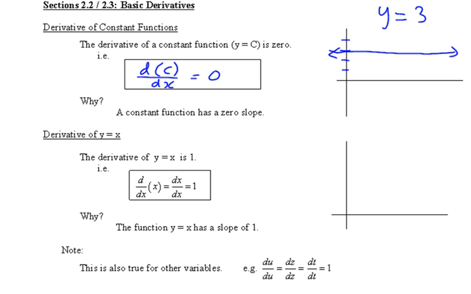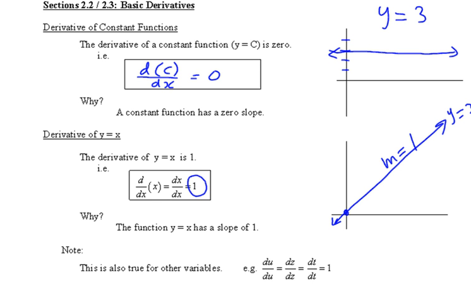Okay, let's go to the derivative of y equals x. We're going to try to look for a pattern here, okay, folks? So that we can develop a formula. What does y equals x look like? It goes through the origin. Its slope is 1. And that's a pretty good clue. The derivative of x will be 1. A very important foundation stone. The derivative of the variable x is always 1.